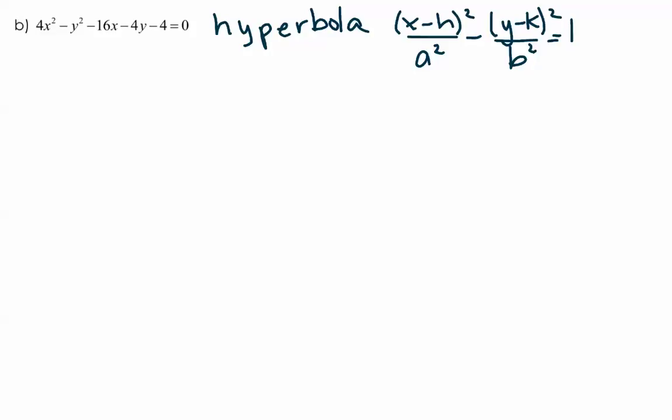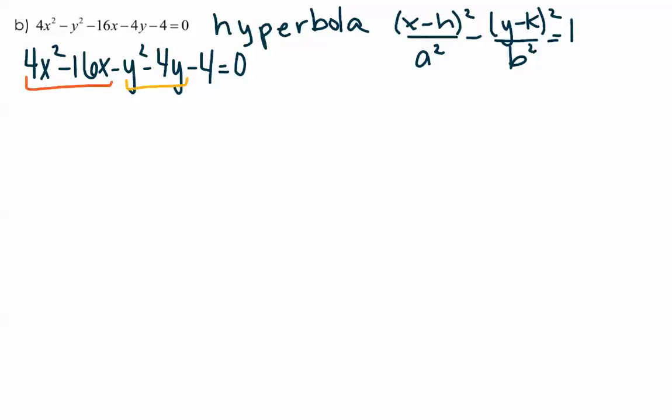Now, in the last example we had one squared term, which means we had to complete the square one time. Here I have two squared terms, which means I have to complete the square two times. So I need to go ahead and rearrange my equation so that I have all my x's together and all my y's together. So 4x squared minus 16x minus y squared minus 4y minus 4 equals 0. So I've just rearranged things, just moved things around so that I can keep my x's together and I can keep my y's together. So now I'm going to go ahead and start completing the square.